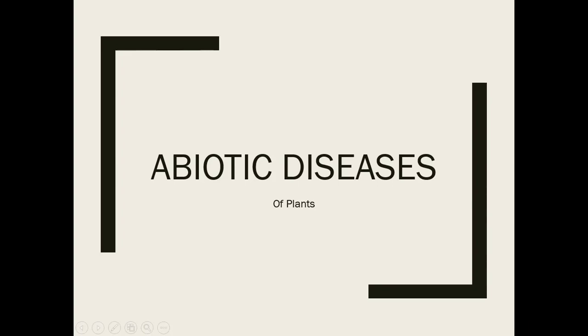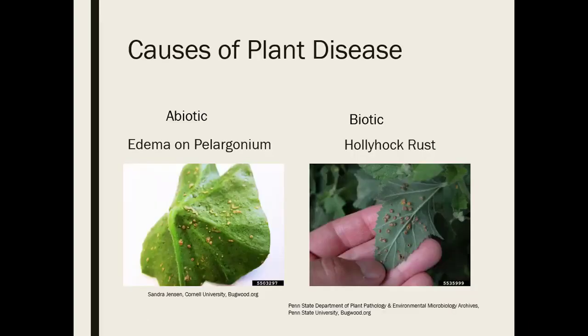We're talking about abiotic disorders or diseases of plants. So abiotic on the left here, we've got edema on pelargonium. The plant took water up too quickly. It couldn't get rid of it fast enough, so you get this blistering on the underside of the leaves, very common on pelargonium. And then on the right you can see the bumps on here are actually the fruiting bodies of hollyhock rust, which is a fungal disease.